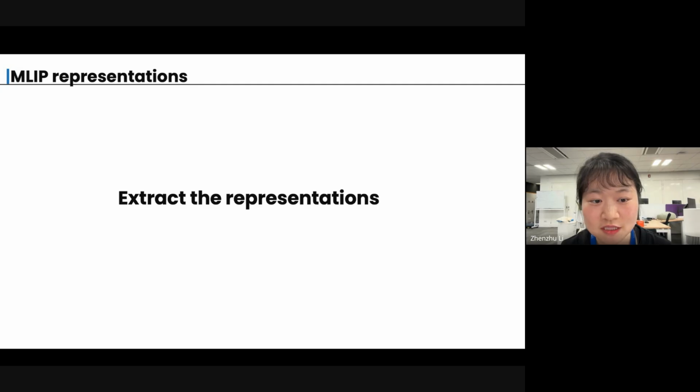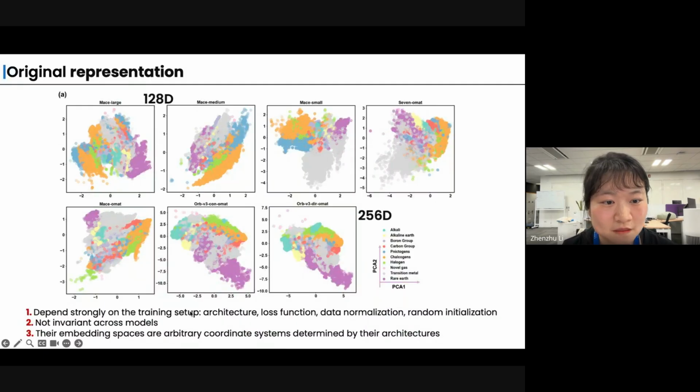So first, we try to extract the representations. Here we choose 7 different models because we want to check equivariant models and non-equivariant models, for which we choose the OMat models. Fortunately, for the OMat models, they also trained the conservative model and also the non-conservative one, the direct model, they call it. So this provides us a very good set of models that we can compare.